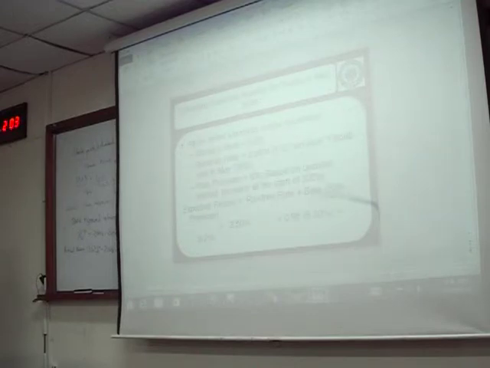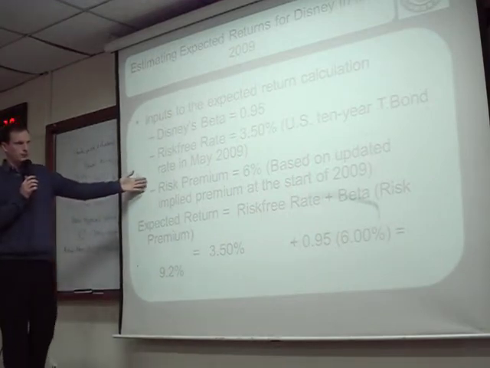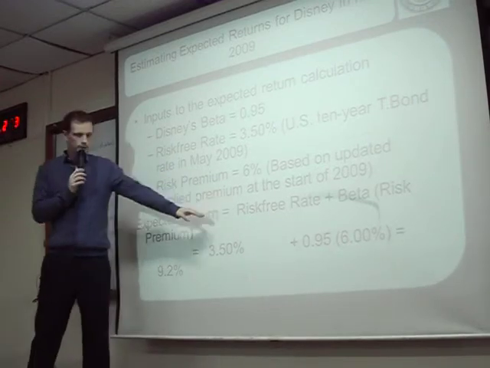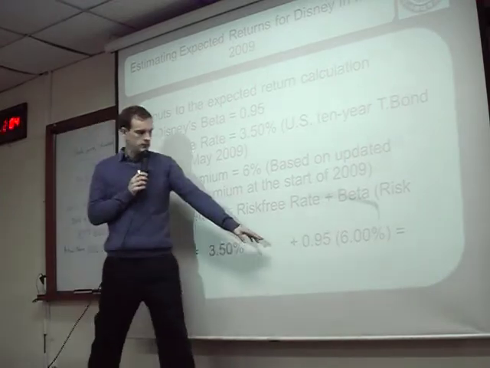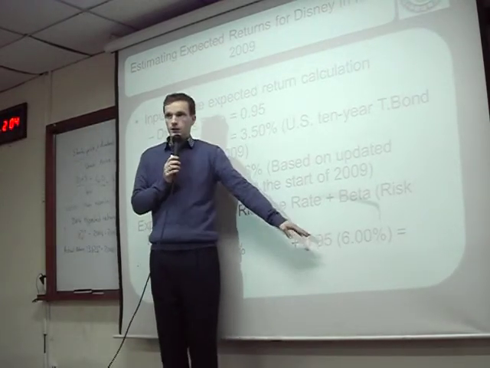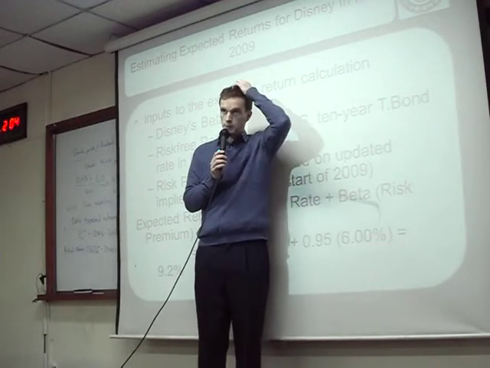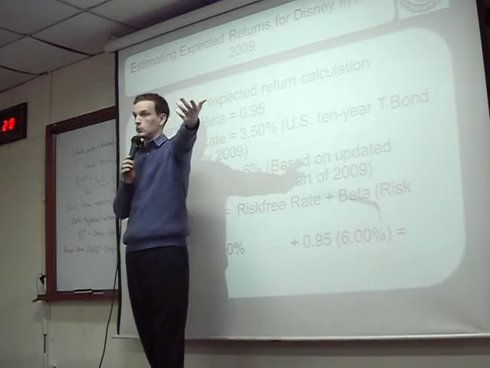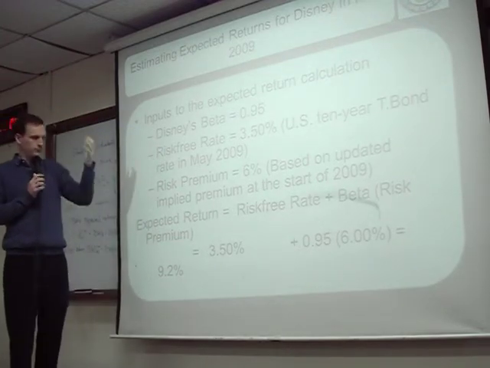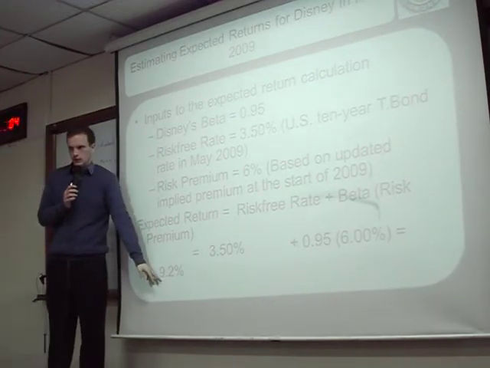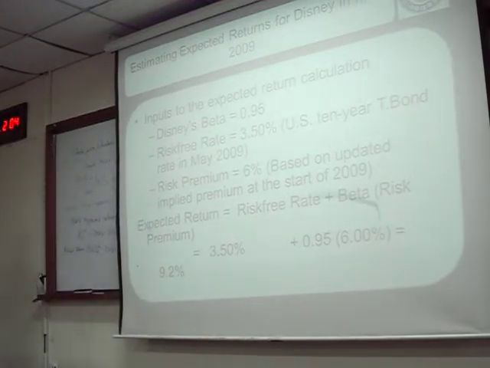So here is where we finished last time. We said that for Disney, in 2009, the risk-free rate was 3.5%. The beta of Disney in 2009 was 0.95. And here we're using the implied premium of 6%, a forward-looking premium, calculating the returns in the future. What do we guess the returns are going to be in the future? Using net present value, we see that Disney's expected return is 9.2% for 2009 or 2010.